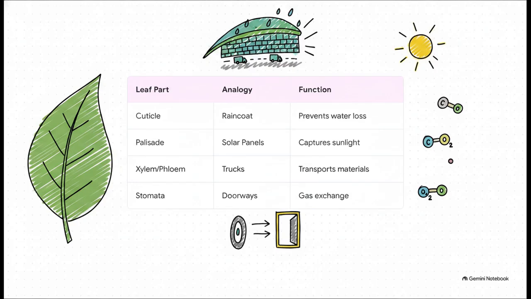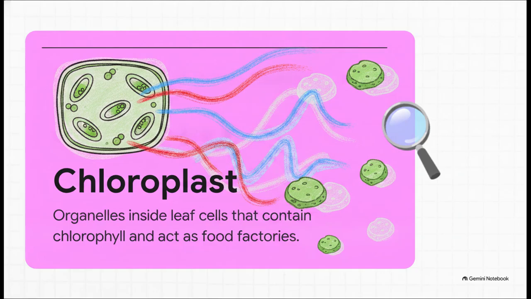Finally, the stomata are like doorways. They're tiny pores mostly on the bottom of the leaf that constantly open and close to let carbon dioxide in and oxygen out. And now, if we zoom way down into those palisade solar panel cells, we'll find the actual food factory organelles. These are called chloroplasts. This is where the real magic happens.